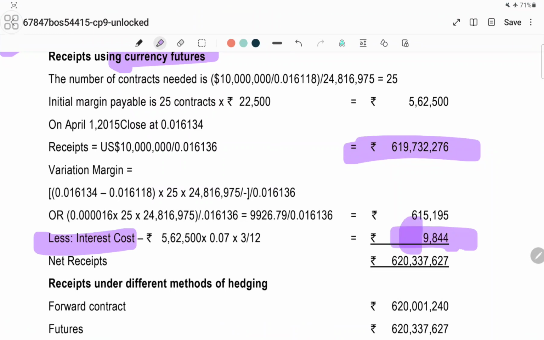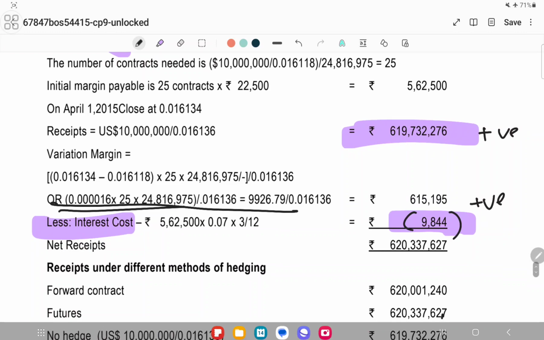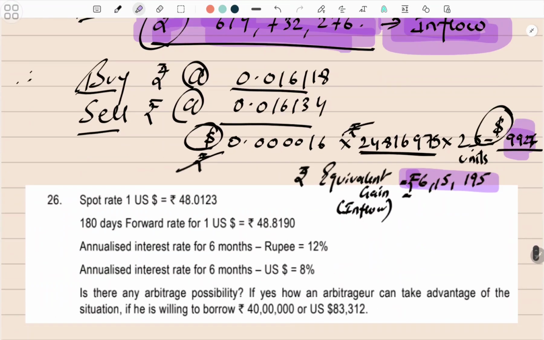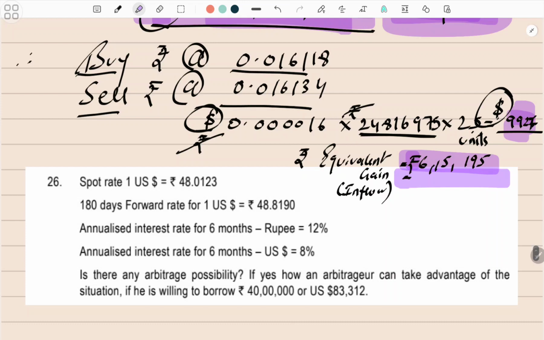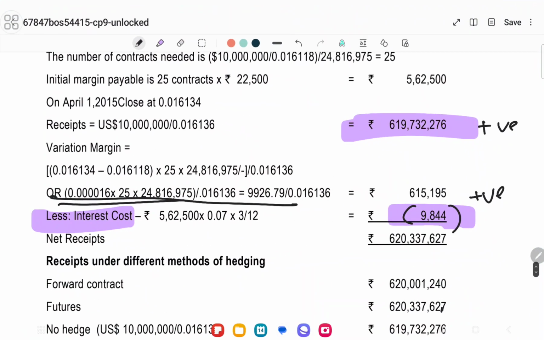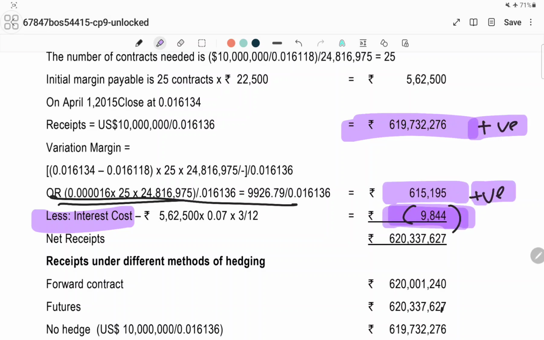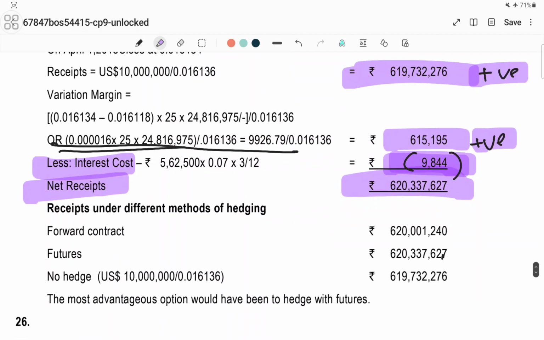Okay, this is less. All of these are positive. Then this final settlement, gain or loss, it's a gain in our case, which we just calculated here, 6,15,195 rupee. Correct? Add both these amounts, subtract this interest, this is your net amount. These are the net receipt. Then you compare the receipt from forward, from future, and options, but in this question it's not given. Or if not hedged, there's one more option, not hedged, that also you have to compare.